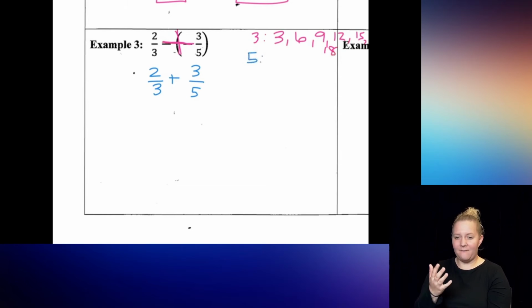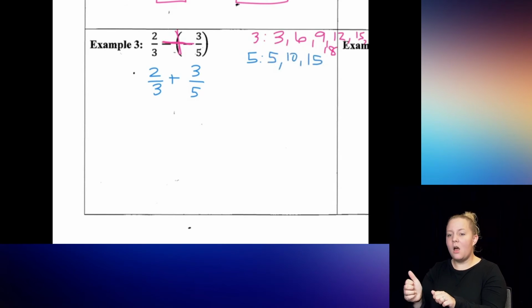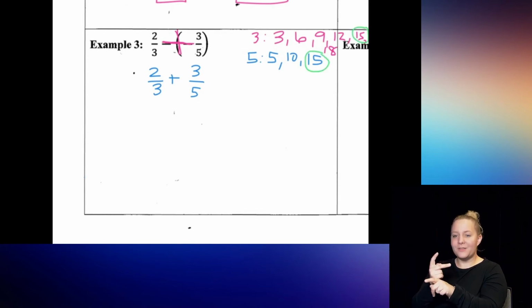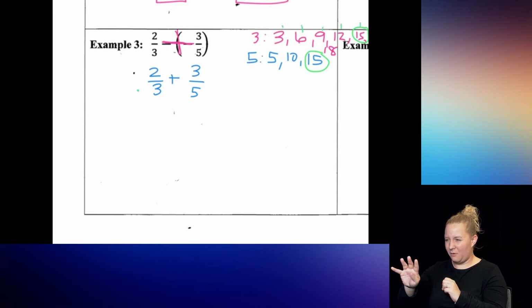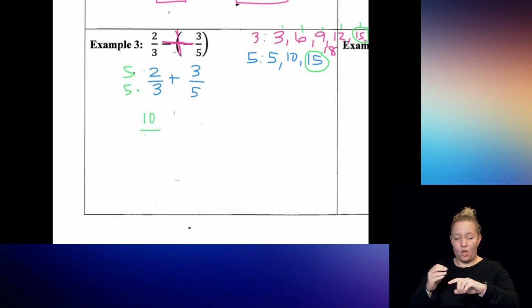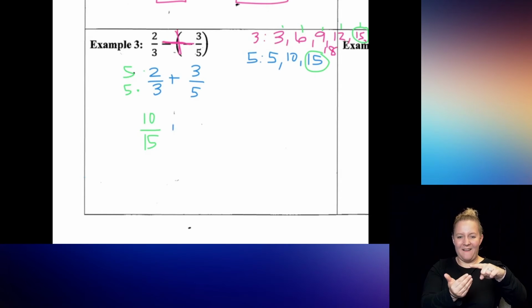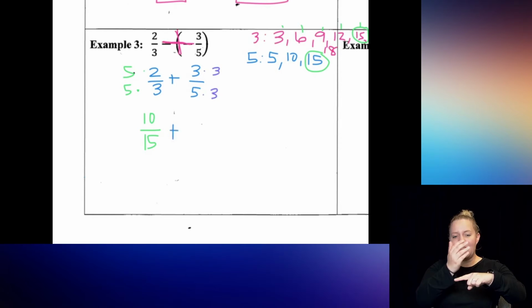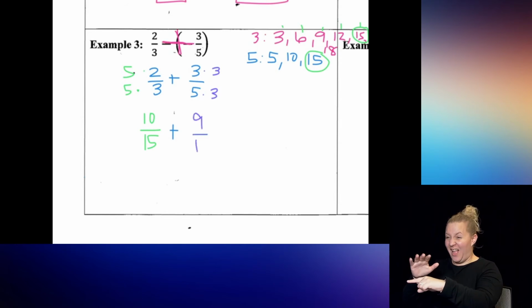I know 5 times 1 is 5, 5 times 2 is 10, 15, oh, there it is. So we see that 15 is a multiple of both 3 and 5. So then I'm going to say, okay, I get 1, 2, 3, 4, 5. So I'm going to multiply the 3 by 5. So my new fraction over here is 10 over 15 plus, and then 3/5. I know that I'm going to multiply by 3 to get to 15. So I now have 9/15.